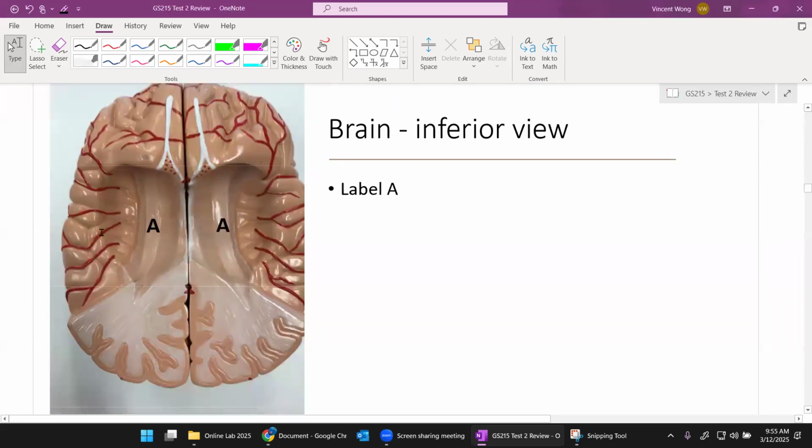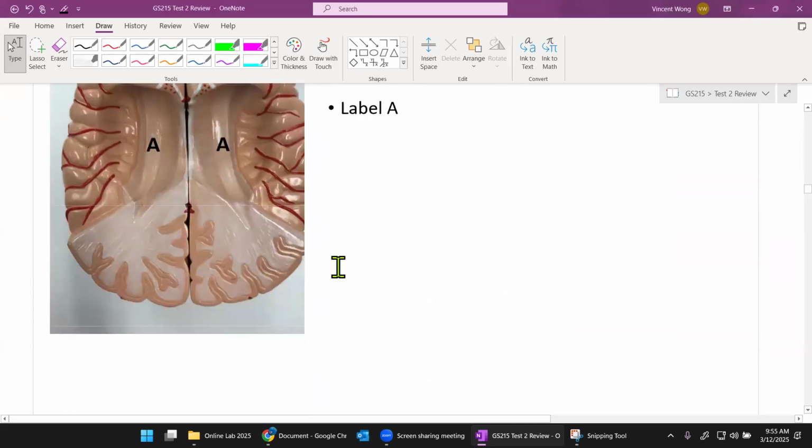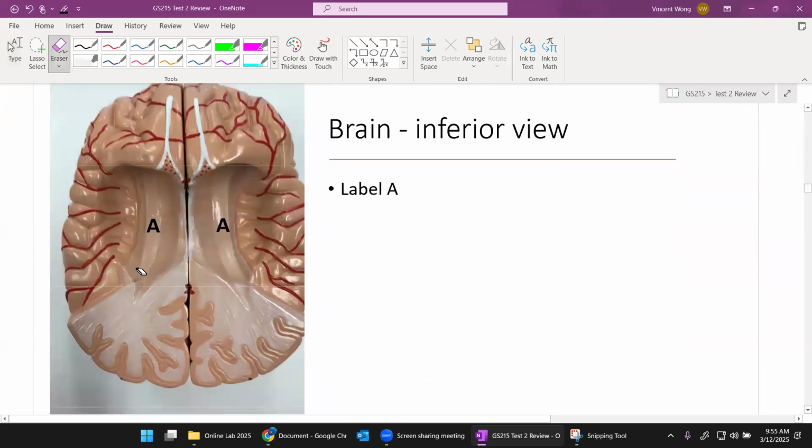Okay. In this picture, I've removed the cerebellum, I removed the pons and all that stuff. And we are left with these two cavities. That's actually the lateral ventricle. Lateral ventricles.